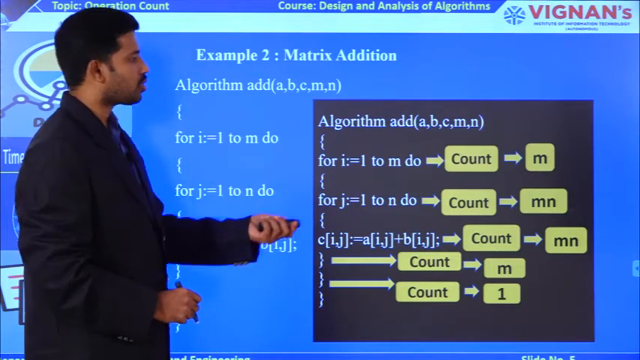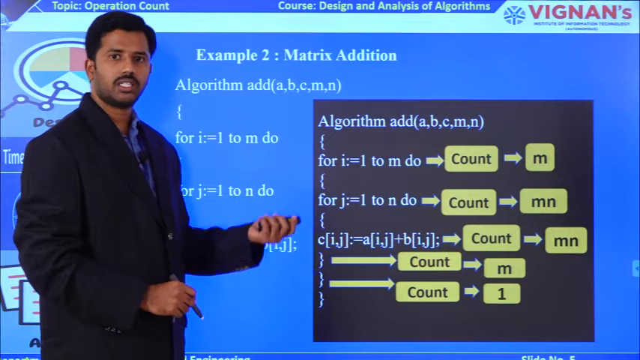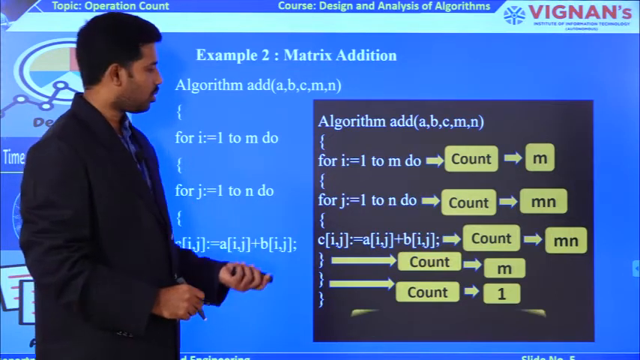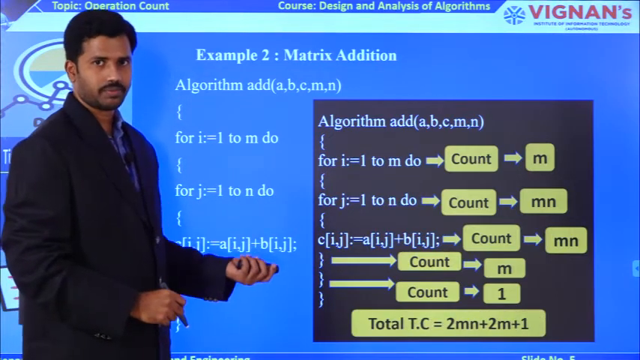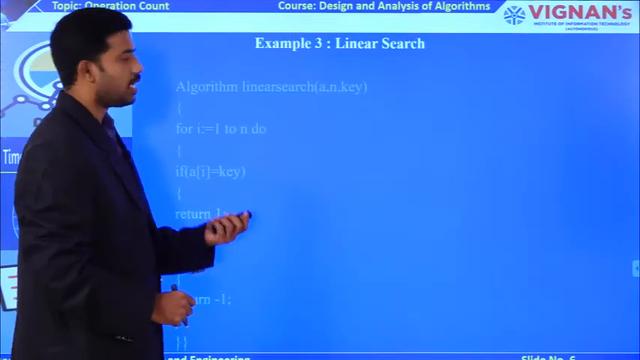So likewise you try to sum all the values that are available in these 5 count variables, so you will get the total time complexity. Okay. Now coming to the third one, linear search.